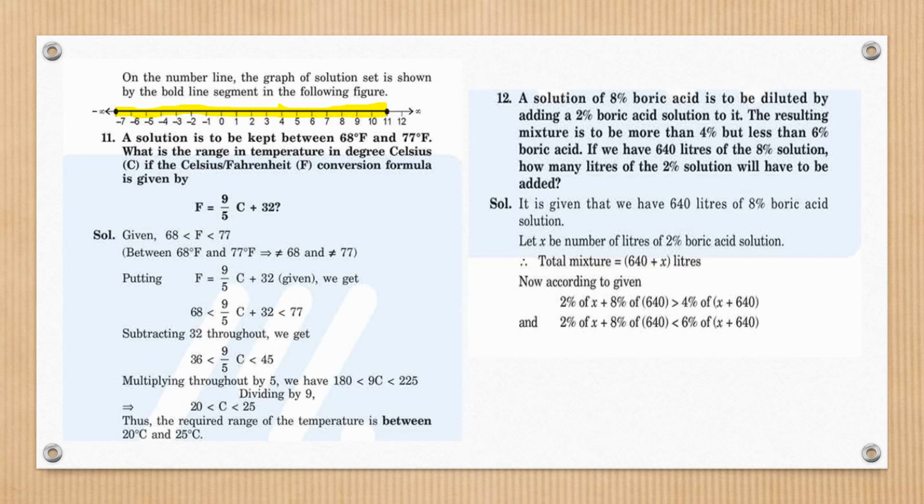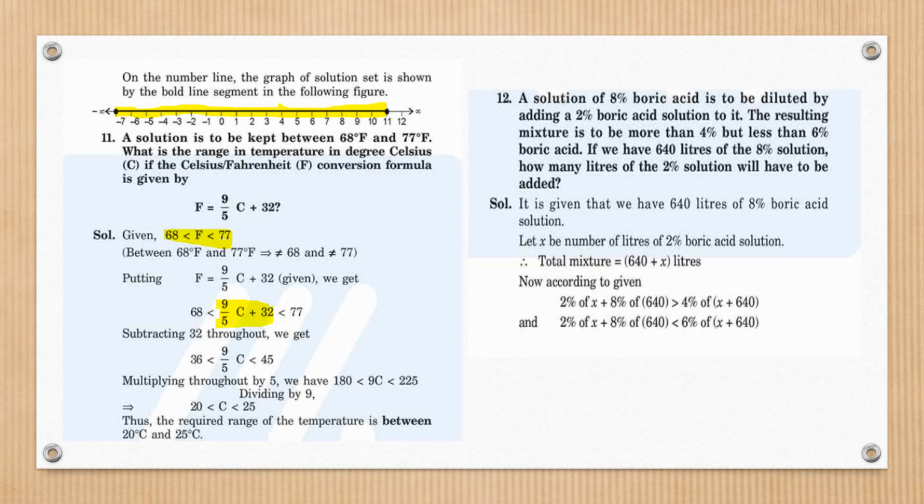Number 11: the solution is to be kept between 68 degree Fahrenheit and 77 degree Fahrenheit. What is the range in temperature in degree Celsius? See, the Celsius-Fahrenheit conversion formula is given by F = 9/5 C + 32. So your F is lying between 68 and 77, right? So let's put the value of F as 9/5 C + 32 here. In this equation F should be replaced by this, and now I have to bring C here.